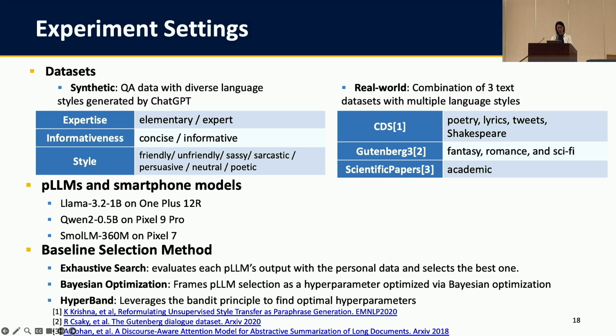And for evaluation, we also compare Expert with starting from scratch and three baseline selection methods. The first baseline is exhaustive search, which basically evaluates every PLM output with the personal data. And the other two baselines frame the model selection as a hyperparameter to be optimized.